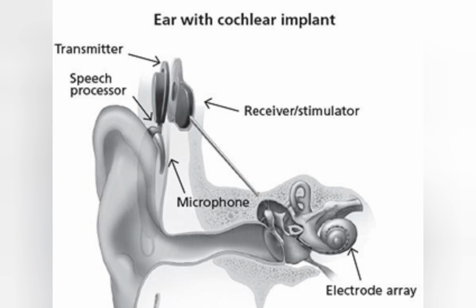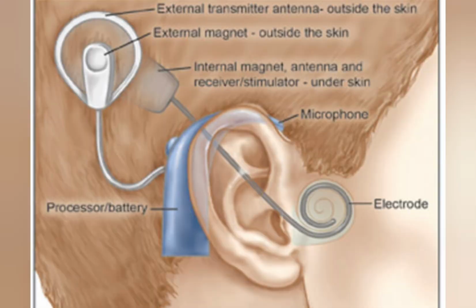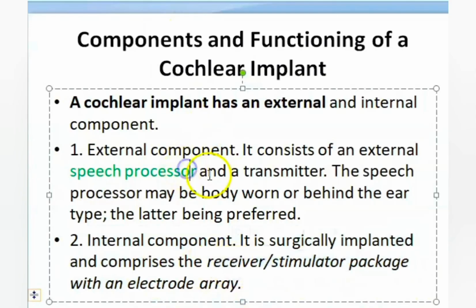The cochlear implant consists of an outside microphone and speech processor. Then there is a transmitter, which by means of a magnet transmits to the internal component. The internal component consists of the receiver stimulator, and from there the current goes to the electrode array that goes to the cochlea. So the external component consists of the speech processor and the transmitter. The internal component consists of the receiver stimulator and the electrode array. Electrode arrays are the ones actually going into the cochlea. So this is how the cochlear implant works.